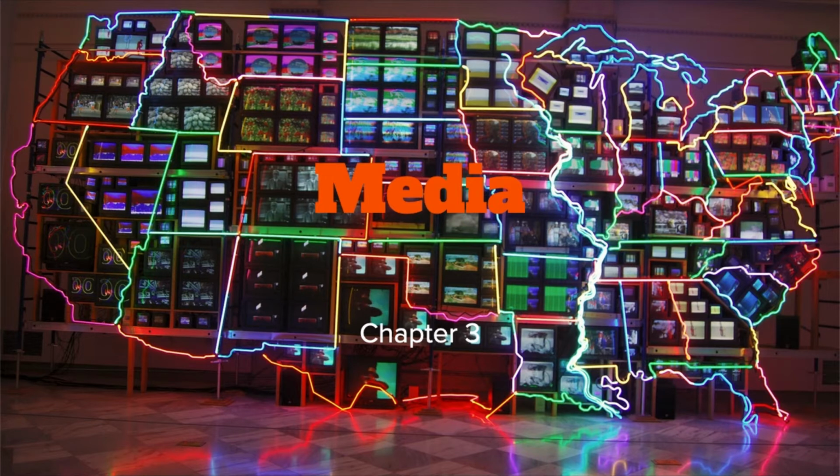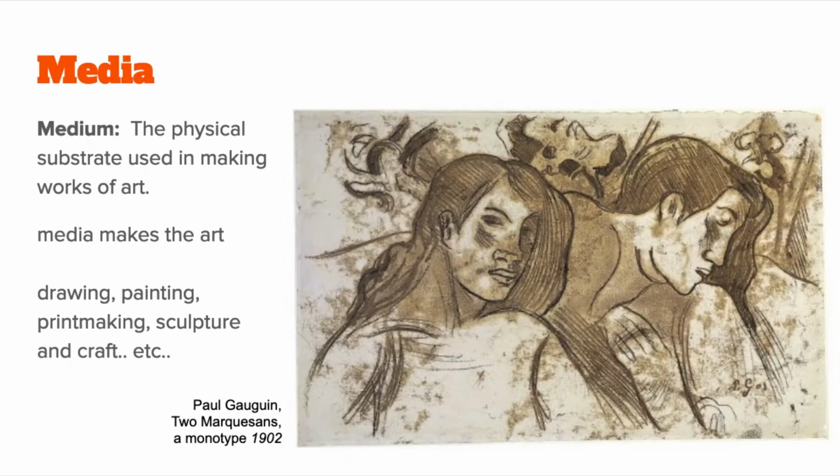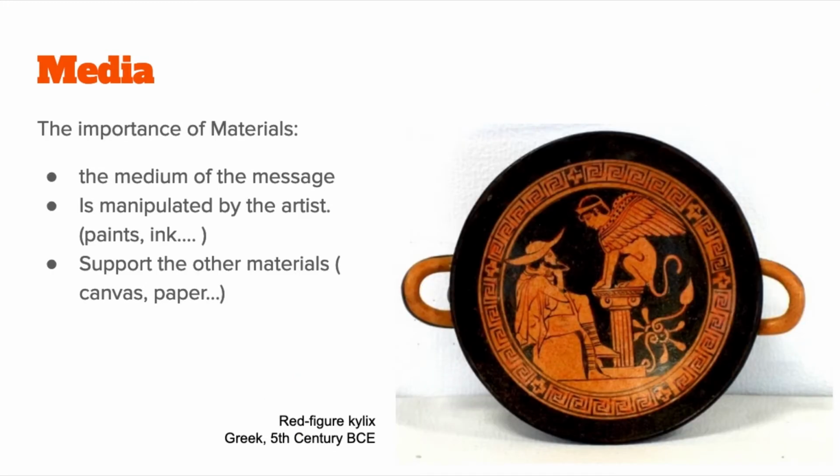Just what is media and medium? As defined by the textbook, it is the physical material that's used in making the work of art. The media is what makes the art a physical thing. It is a drawing, a painting, a print, and so on and so forth. Understanding this media is incredibly important because medium is the message. It is the thing that you look at, the artwork that you physically experience.